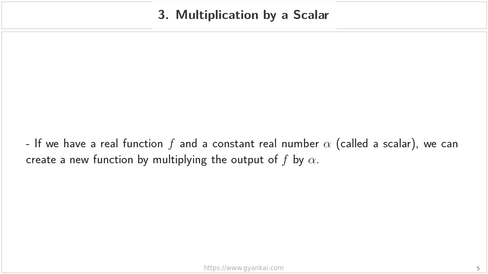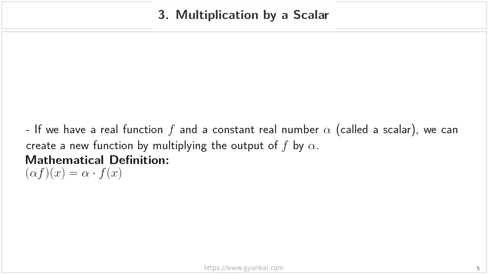In this case, we aren't multiplying two different functions together like we will see in a later slide. Instead, we are taking a single real function, let's call it f, and a constant real number, which we refer to as alpha or a scalar. By using this scalar, we can create a brand new function simply by multiplying the output of our original function by alpha.